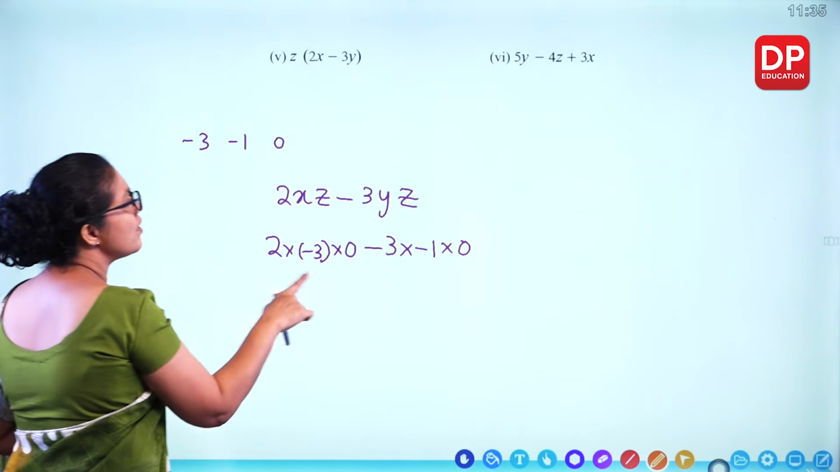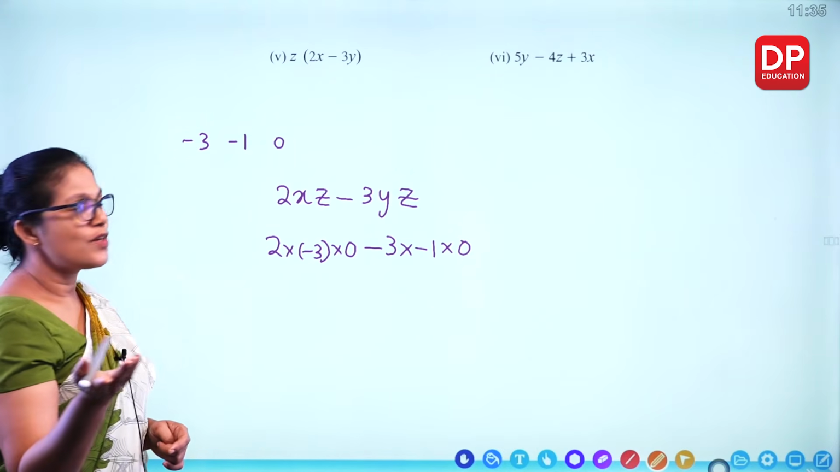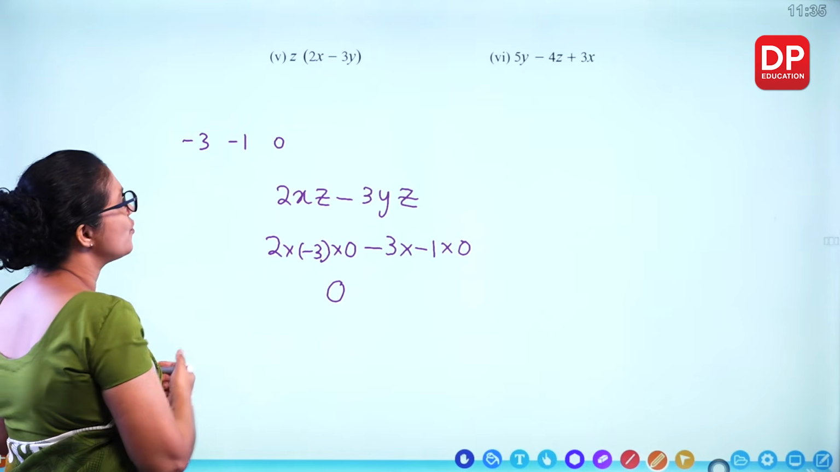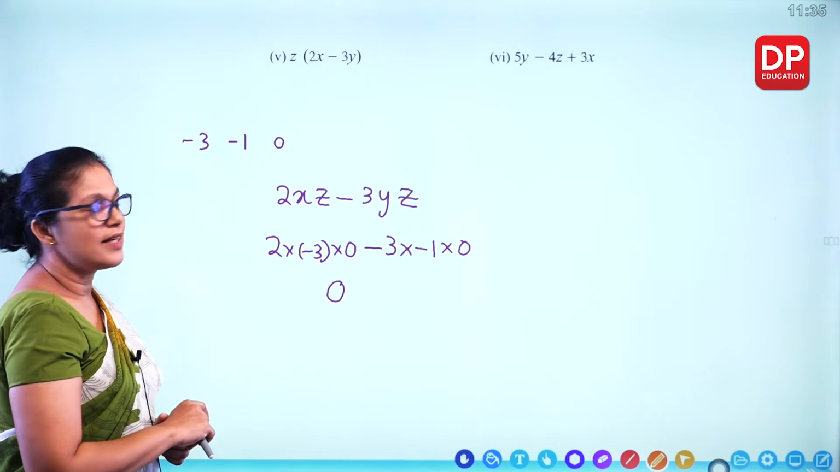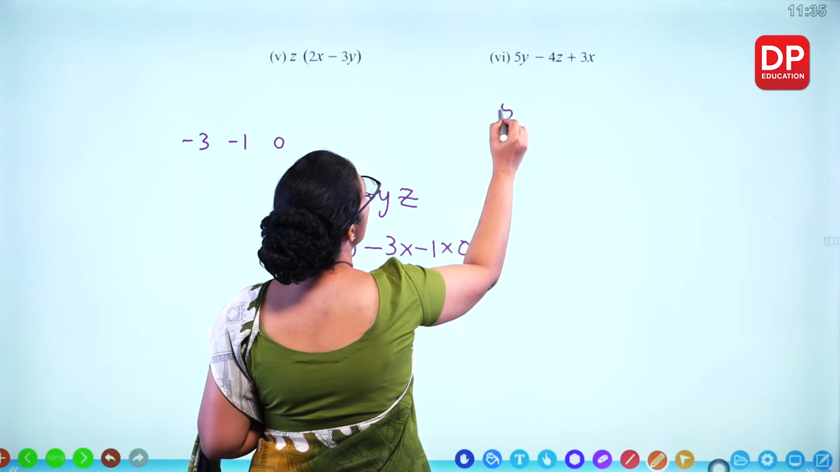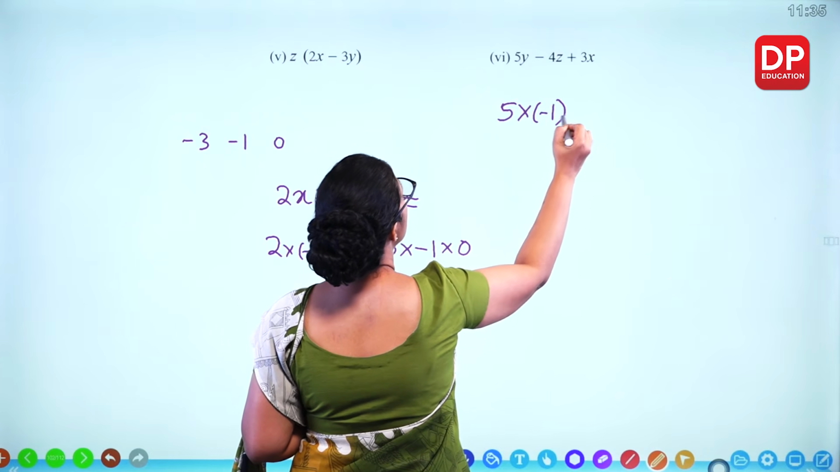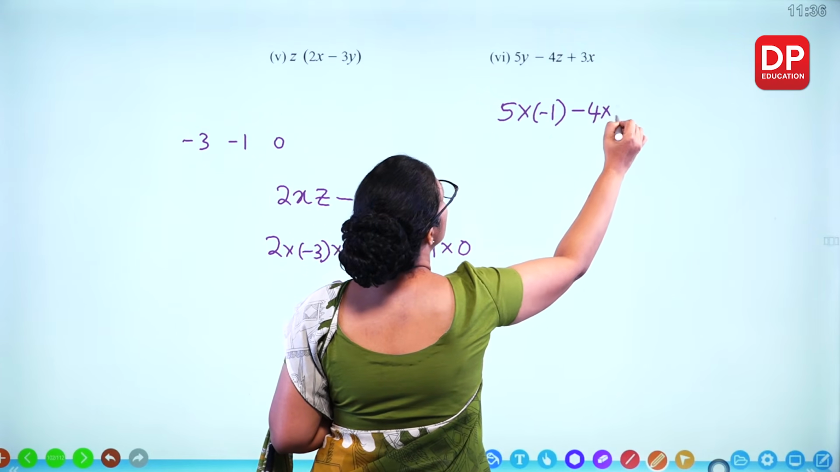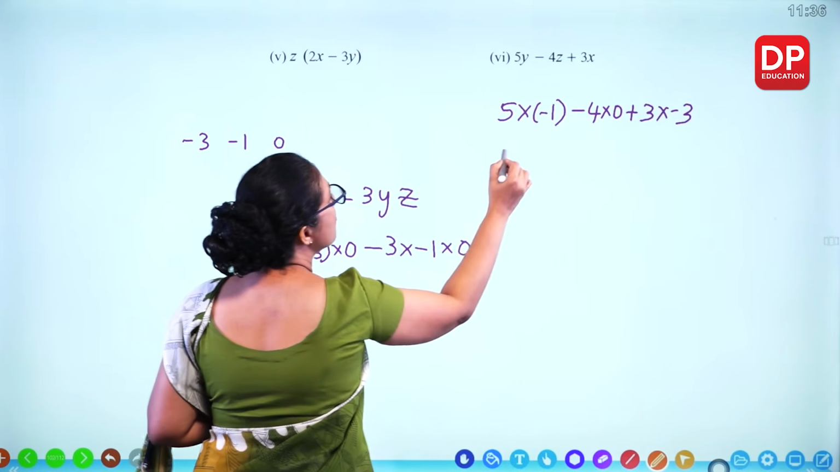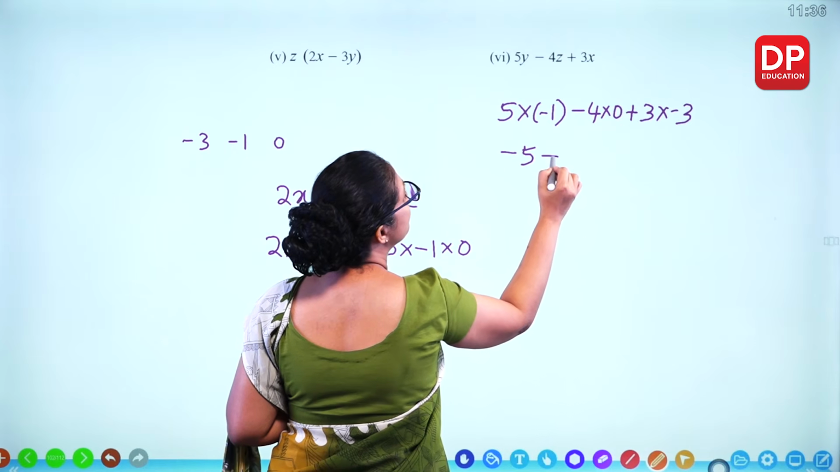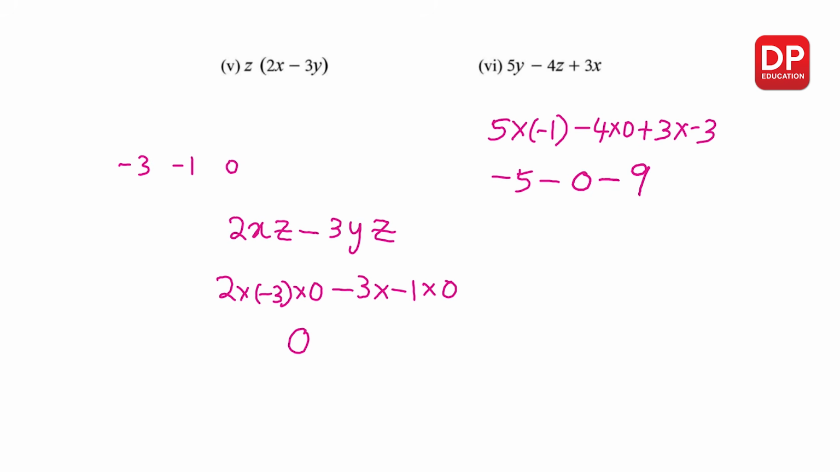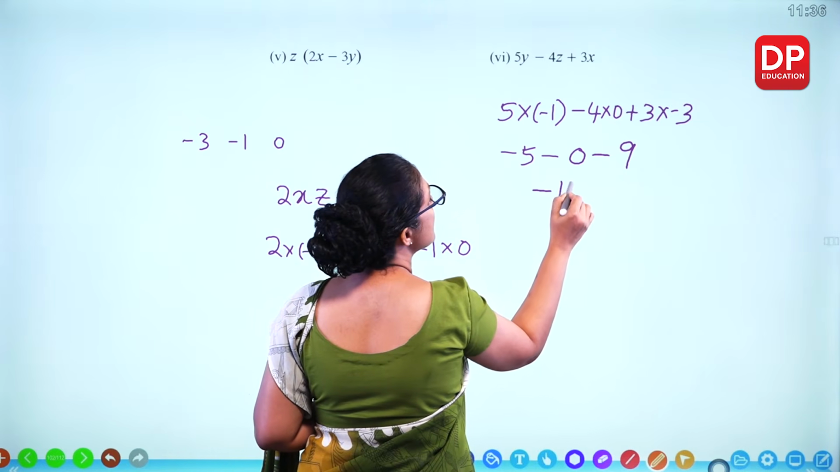Here, without doing that, you know z is 0. 0 times any number is 0. So you get 0 there. You don't need to expand here as z equals 0. 5y. y equals minus 1. z equals 0. And x is minus 3. Minus 5, 0 and minus 9. Minus 5 minus 9, minus 14.